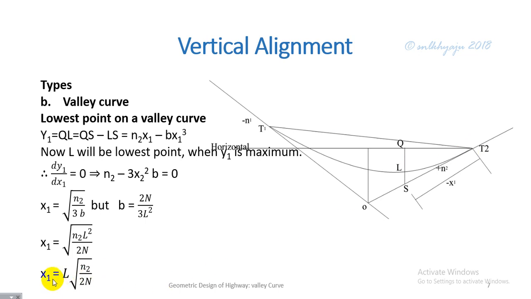That is the x1. The x1 is calculated as capital L, the length of the valley curve, times root under n2 by twice N. That is, the lowest point lies on the flatter slope at a distance of x1 from the vertical tangent point of the flatter slope.